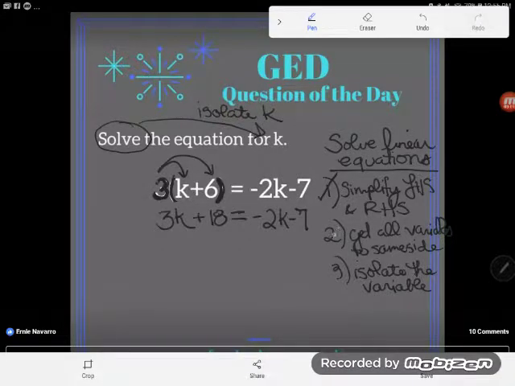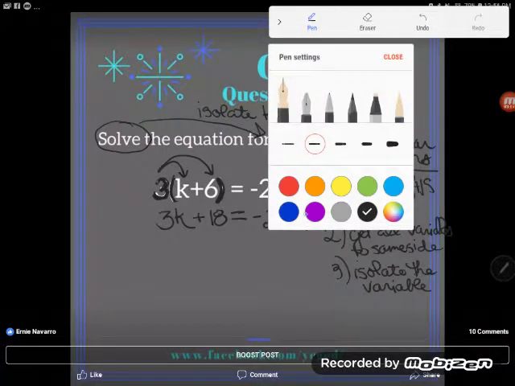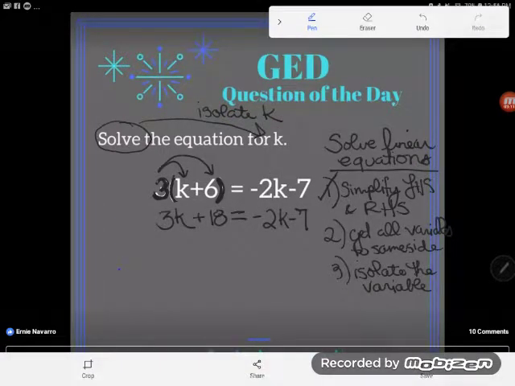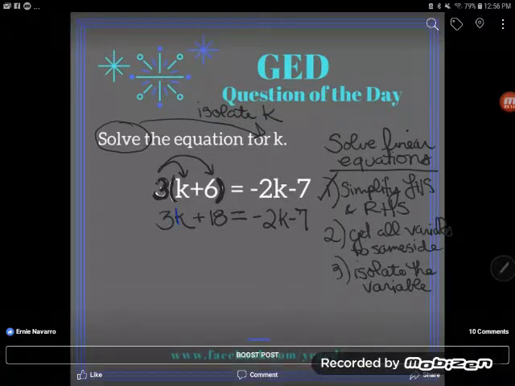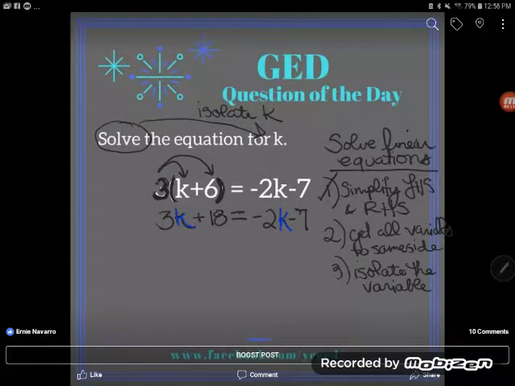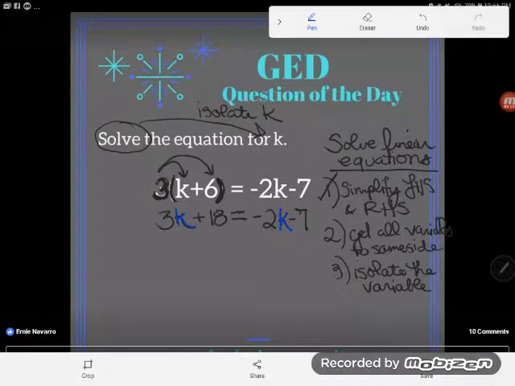Now the next step says get all variables to the same side. Now we've had lots of problems in the past where this wasn't an issue, but it is definitely an issue here. Notice that I have a variable, a k, on the left-hand side of the equation, and I have a variable, a k, on the right-hand side of the equation. I can't have the letter on both sides. And so the next thing that I should do is get all my variable terms to the same side.